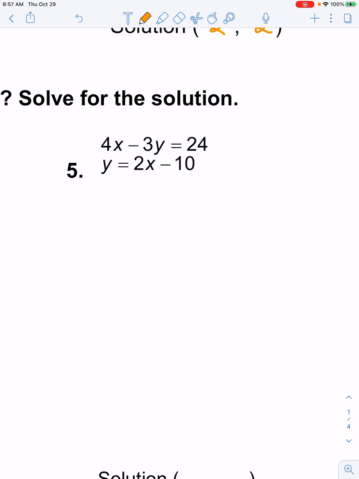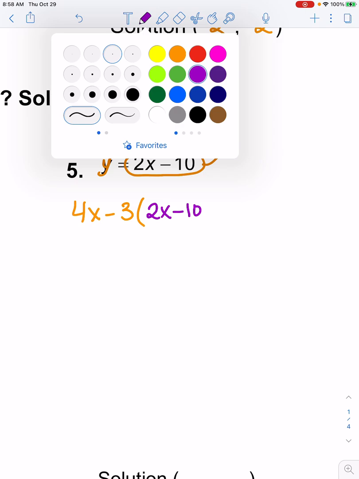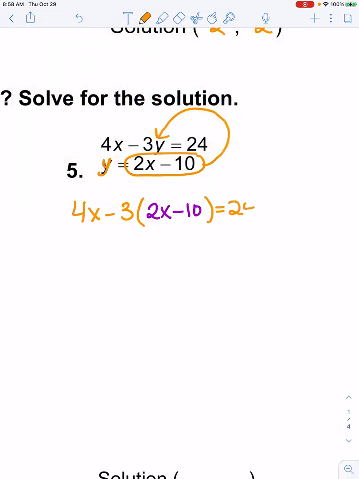I see that this y has been isolated. It is by itself, and it is equal to 2x minus 10. That's what I'm going to plug in to the y in the other equation. Okay, so I'm going to go ahead and write 4x minus 3, but when I get to the y, I'm not going to write y. I'm going to write what it's equal to, 2x minus 10. Then I'm going to continue. We're going to distribute, and combine like terms and solve.